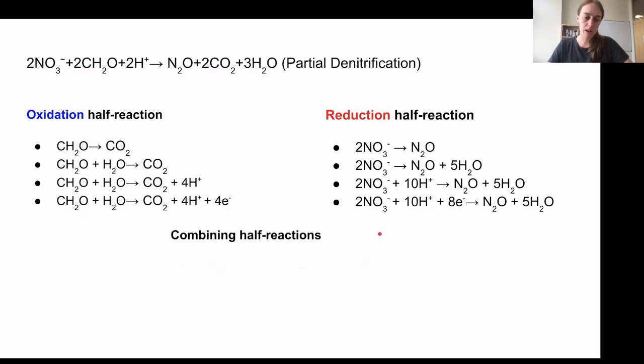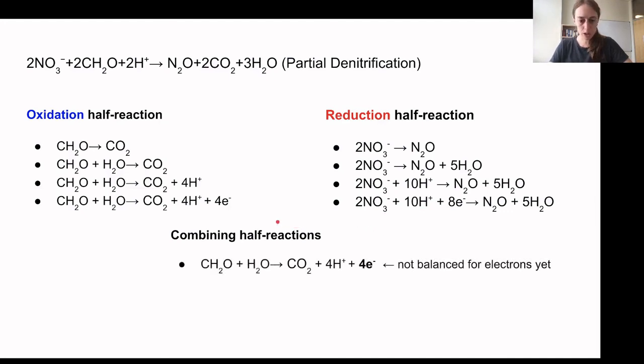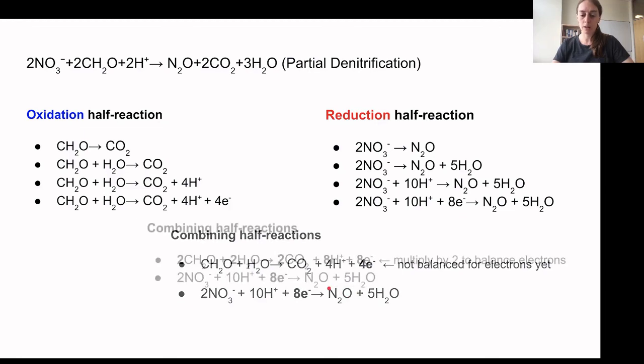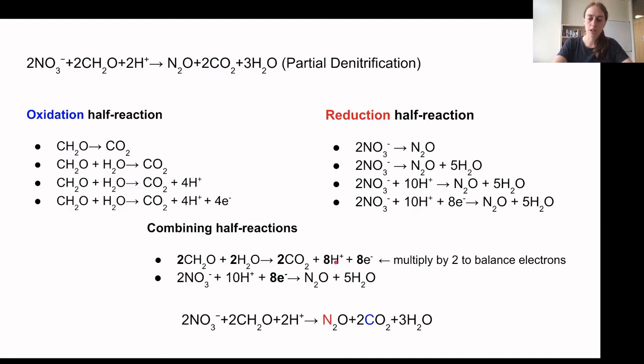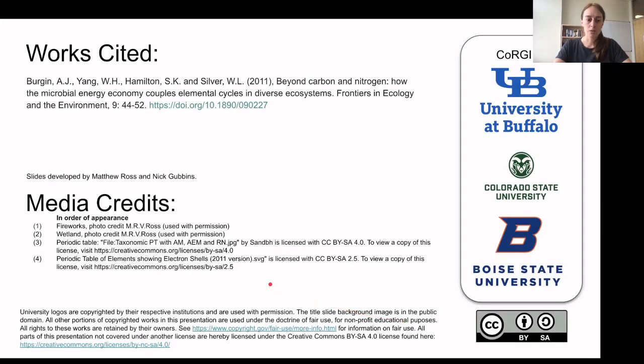So now we can combine these half reactions, where here is our oxidation reaction up here, and here is our reduction reaction that we're moving down here. We can see, because we had 4 electrons in our oxidation reaction and 8 electrons in our reduction reaction, we are not balanced for electrons yet. So we need to multiply everything by 2 in our oxidation half reaction to get us to balanced electrons.